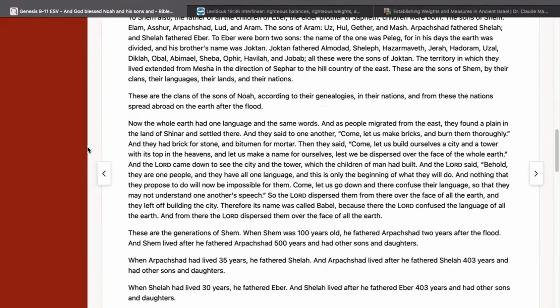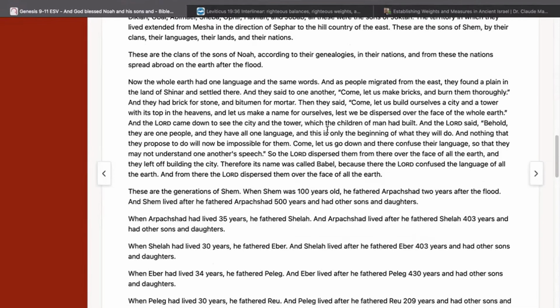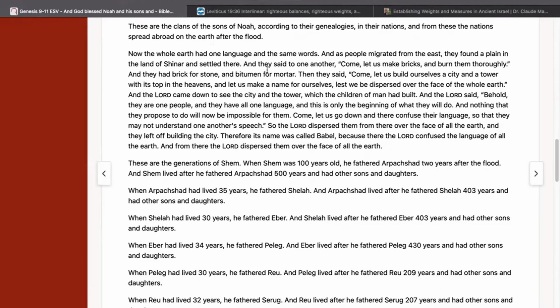Now the whole earth had one language and the same words. And as people migrated from the east, they found a plain in the land of Shinar and settled there. And they said to one another, "Come, let us make bricks and burn them thoroughly." And they had brick for stone and bitumen for mortar.